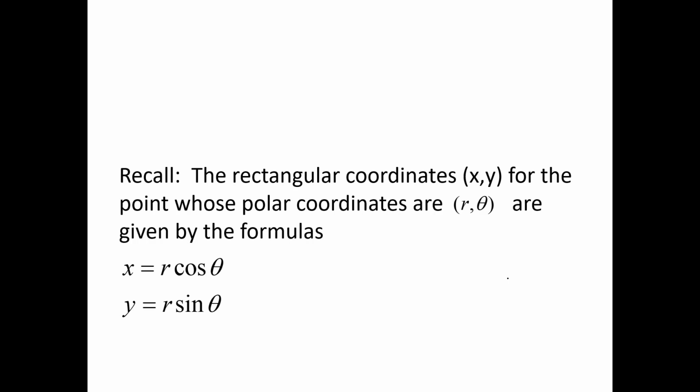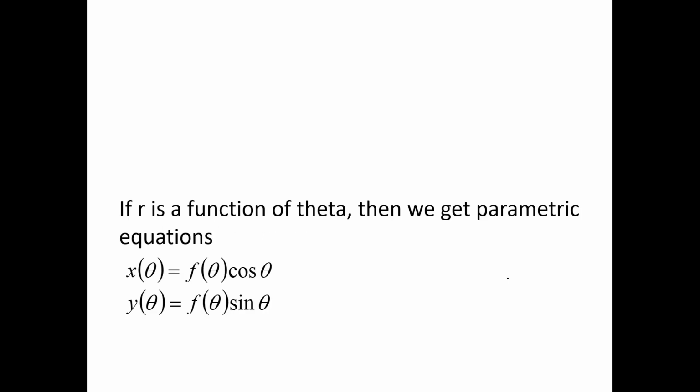So then what you can see is that if you have your r as a function of theta, then you can parameterize your curve and use parametric equations instead of a polar equation using these two formulas: x is equal to r times the cosine of theta, y is equal to r times the sine of theta. Once you have a parametrization, then you can use the derivative that we've already found.